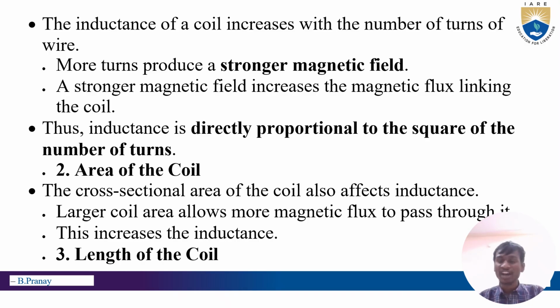As the number of turns of wire is less, the inductance of the coil is less. The inductance decreases with a decrease in the number of turns, and increases with an increasing number of turns. More turns produce a strong electromagnetic field, and minimum turns produce a weak electromagnetic field. A strong electromagnetic field increases the magnetic flux linking the coil, whereas a weak electromagnetic field decreases the magnetic flux linking the coil.